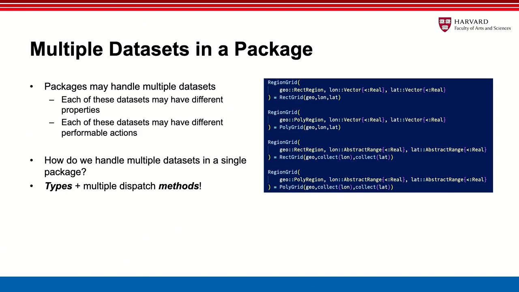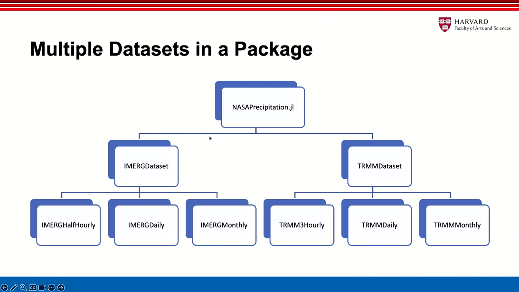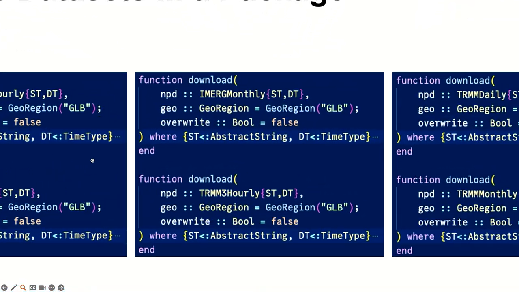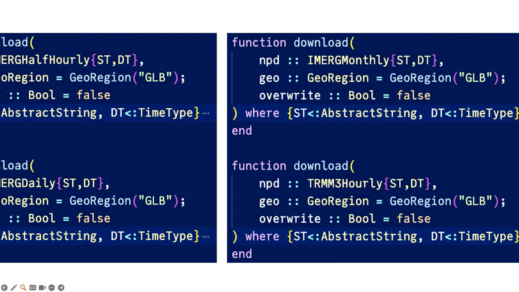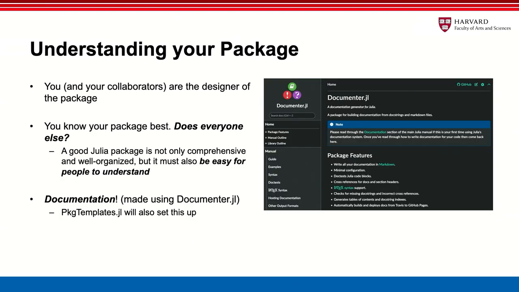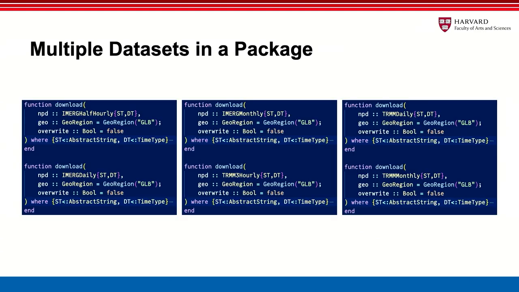Does that make sense? Yeah, so basically, for example, in NASA precipitation, there's iMERGE datasets and then there's TRMM datasets, and iMERGE datasets has half hourly, daily, and monthly, and TRMM has 3 hourly, daily, and monthly as well. And then when you do the downloading, you can download the half hourly data sets or the daily data sets or the monthly data sets, but you can still use the same function name. So it's just download. Yeah. So that's one of the benefits of using Julia.